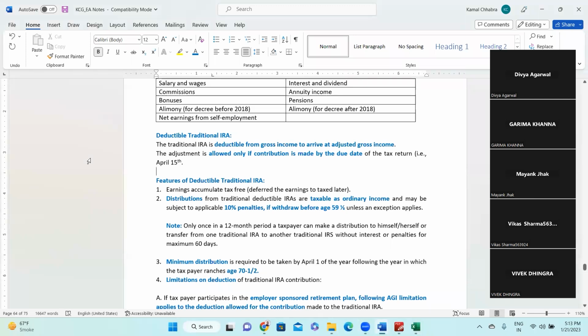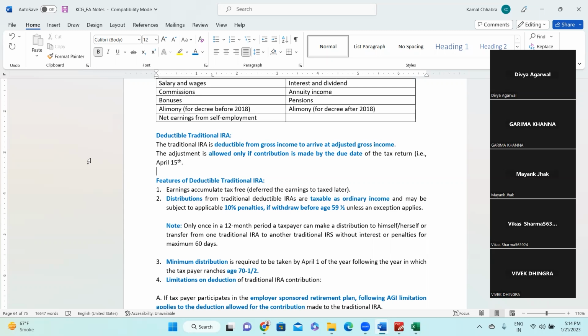Right? So next, distribution from traditional deductible IRA is taxable as ordinary income and may be subject to an applicable 10% penalty if withdrawn before the age of 59 and a half years, unless there is an exception. There are certain exceptions, we'll be discussing that. But the principal rule is that if you are withdrawing from a deductible traditional IRA on or before the age of 59 and a half, then there is a penalty of 10% of the amount you have withdrawn. But there are certain exceptions to the general rule.